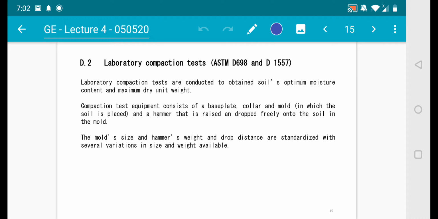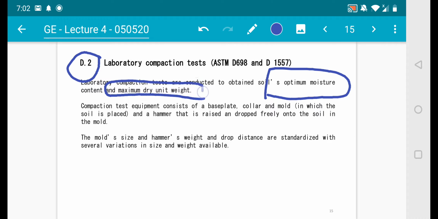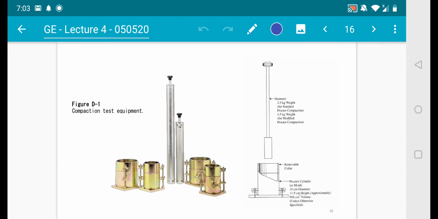Now let's move on to subtopic D2, which is on laboratory compaction tests. Laboratory compaction tests are conducted to obtain the soil's optimum moisture content and maximum dry unit weight. The compaction test equipment consists of a base plate, collar and mold, and a hammer of course. The mold size and hammer's weight and drop distance are standardized, with several variations in size and weight available.